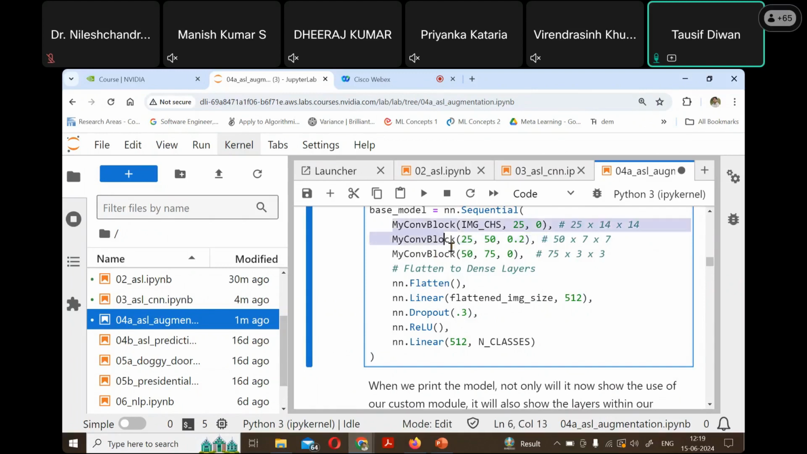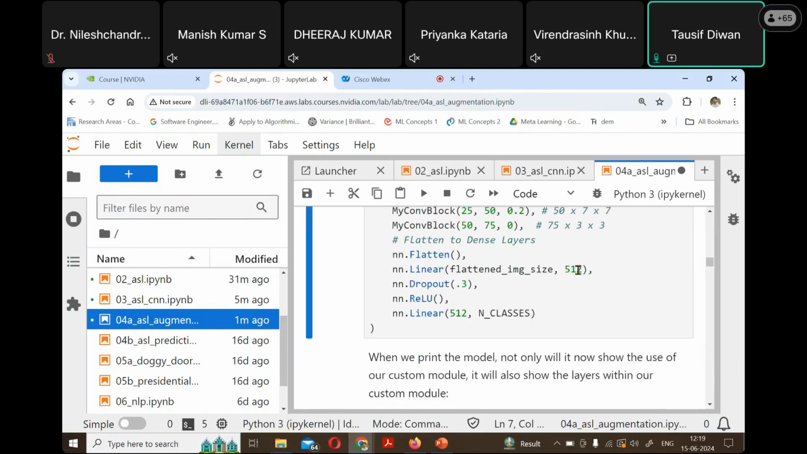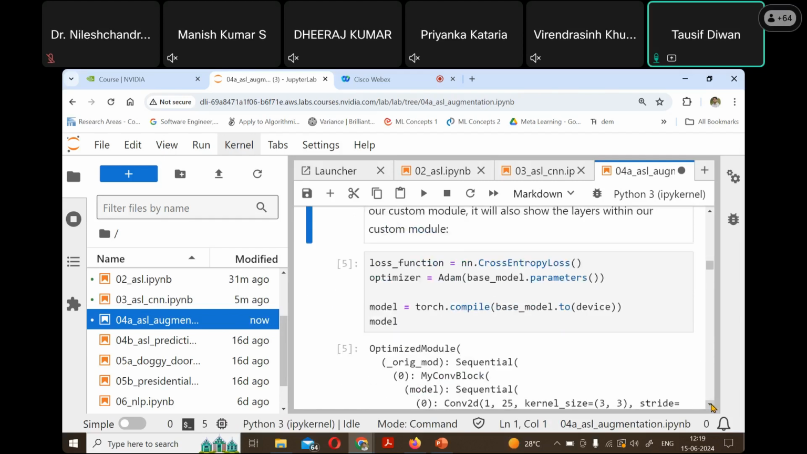After applying these 3 convolutional layers, we have a flatten layer. Every volume is converted to a vector. Then some linear layers are there. The output of this last convolutional layer is 75 by 3 by 3. That's why here we defined the flattened image size as 75 multiplied by 3 multiplied by 3. Here in this linear layer, output is 512, dropout is 30%, ReLU, and this. Exactly the same network that we built in the previous notebook, but the style is different because here we are using a custom data set. The model is created.